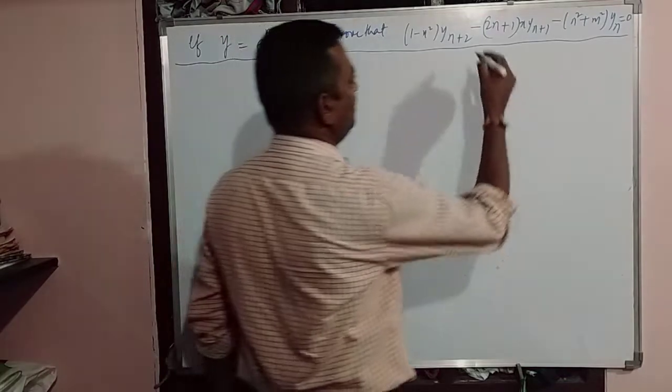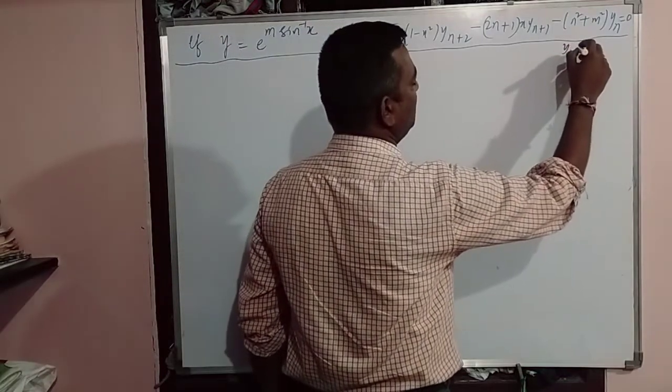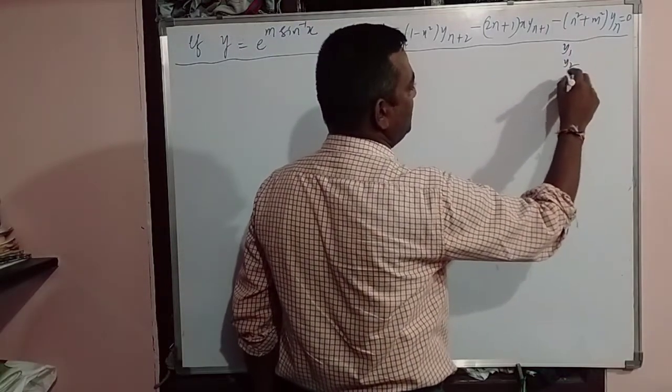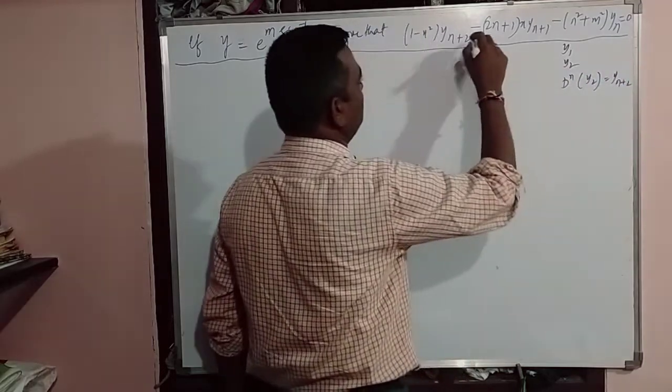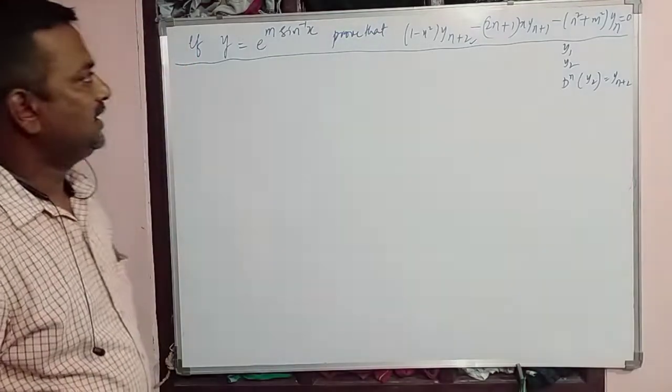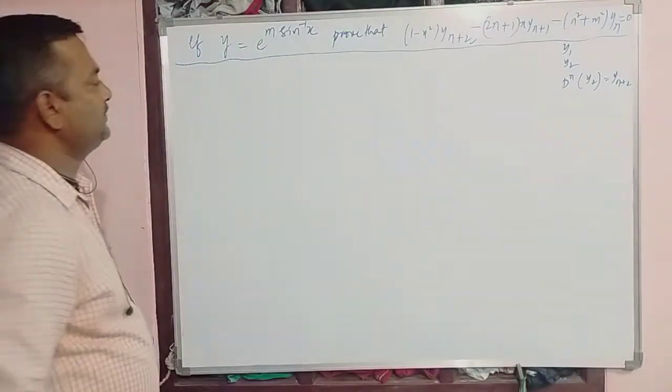First, students, the working procedure is: first find y1, then y2, and differentiate n times for y2. You will get yn plus 2. Similarly, yn plus 1 and yn terms. So let us start.